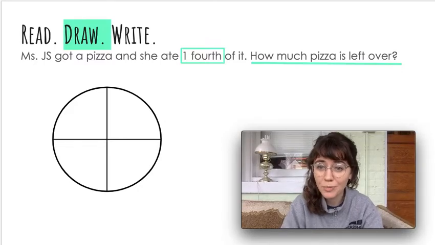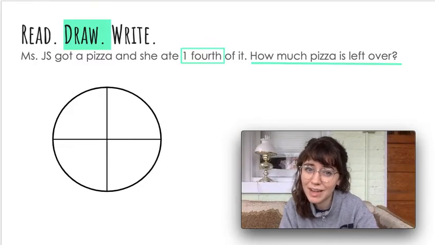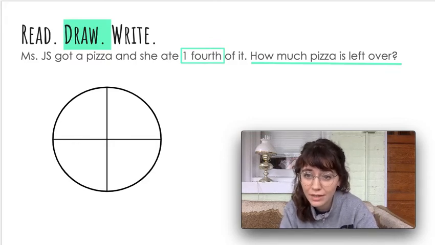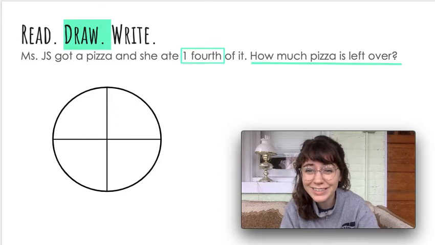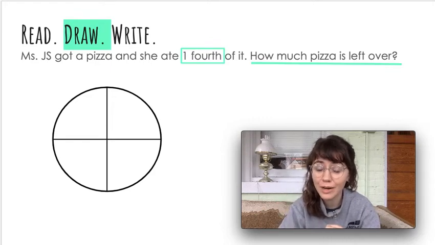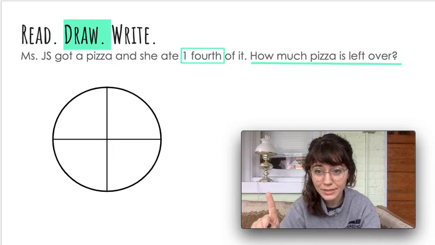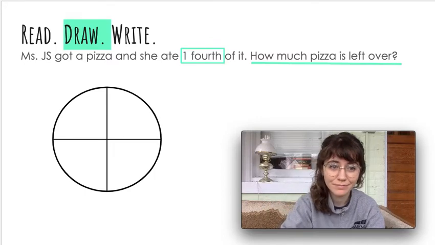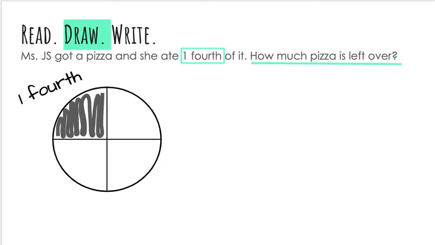My drawing is supposed to represent my story. In my story, it says Miss J.S. got a pizza and she ate 1/4 of it. So in my drawing, before I answer my question, I need to shade in part of the pizza to show how much Miss J.S. already ate. She ate 1/4, so we are going to shade in one part of my pizza. I shaded in 1/4, and you can shade in yours too. I labeled it 1/4. Then I labeled all my other parts 1/4 also, just to show how much is left over.